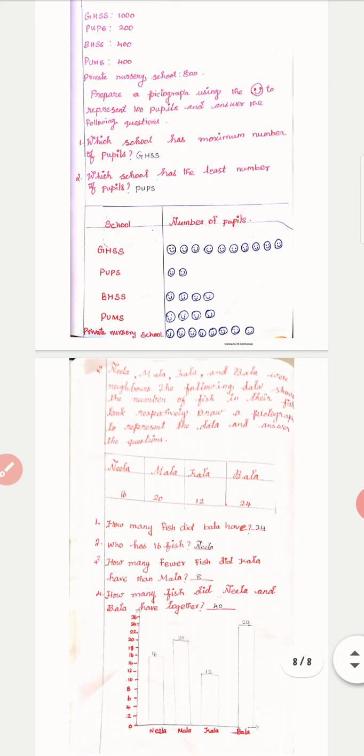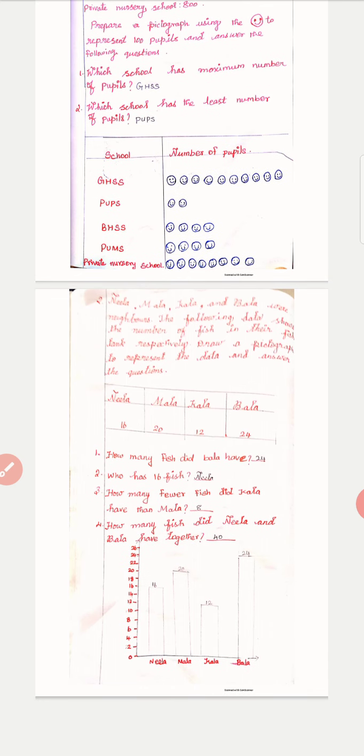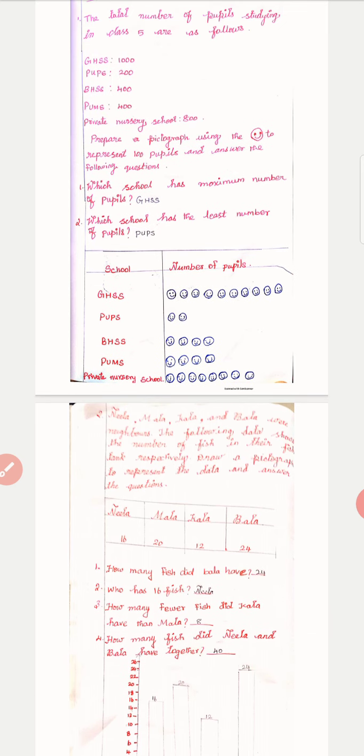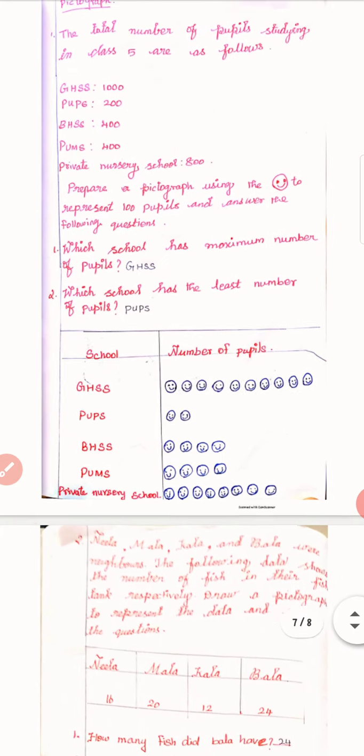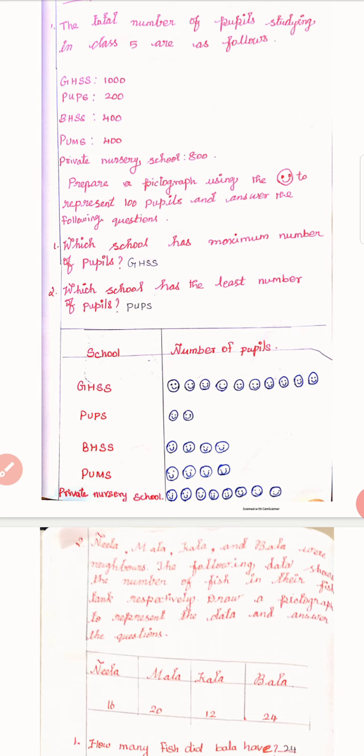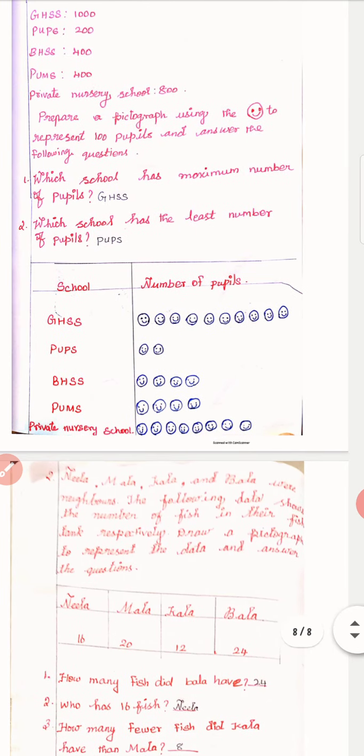Then BHSS, how many? 400 means we draw 4. Next, PUMS is also 400, so we draw 4 smileys. Then private nursery school, 800, so we draw 8 smiley pictures. Next, answer these questions. Which school has the maximum number of pupils? GHSS. Which school has the least number of pupils? PUPS. Do you understand this pictograph sum?